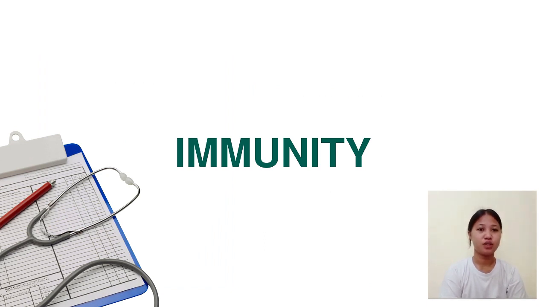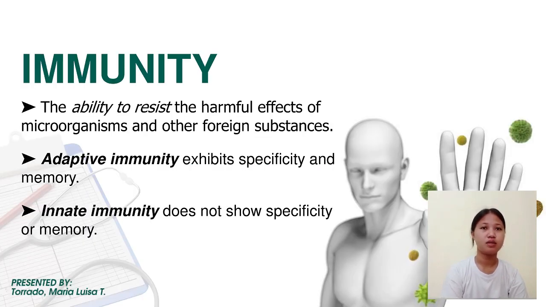So for today's video, I will discuss to you the immunity system and its specificity. So first, let's talk about immunity system. What is immunity system? Immunity system is the ability to resist the harmful effect of microorganisms and other foreign substances.